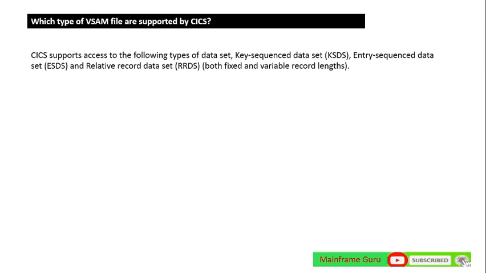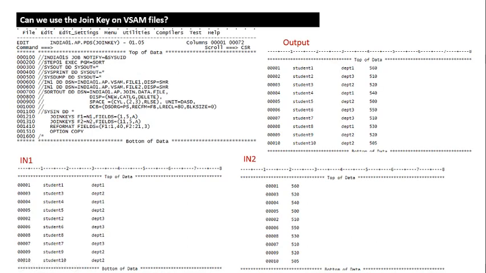Which types of VSAM files are supported by CICS? CICS supports access to the following types of datasets: KSDS, ESDS and RRDS. Can we use a join key on a VSAM file? Yes, we can use the join key.